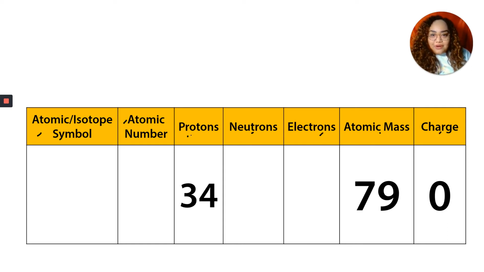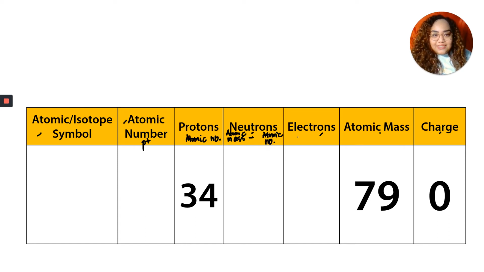Now remember, your protons is basically your atomic number. Your atomic number is the number of protons. Your neutrons is the atomic mass minus the atomic number, or basically minus the number of protons.